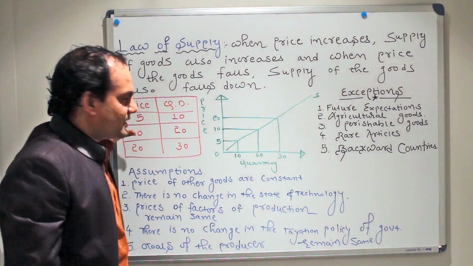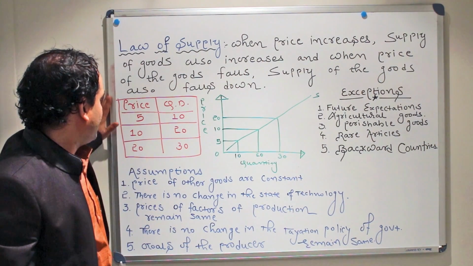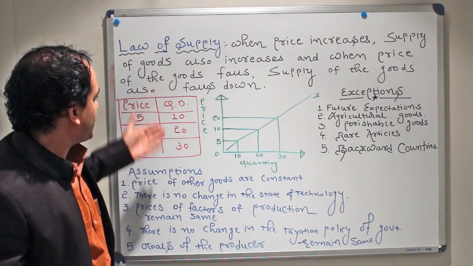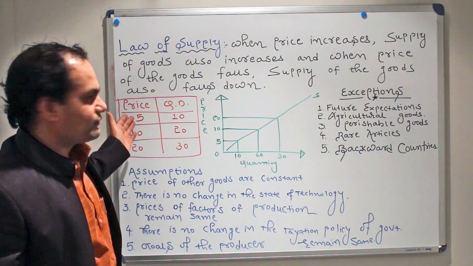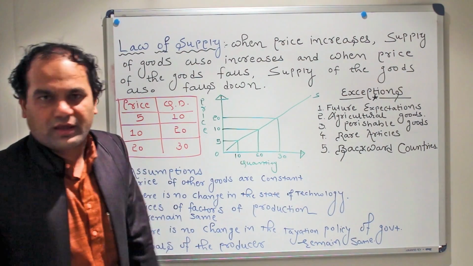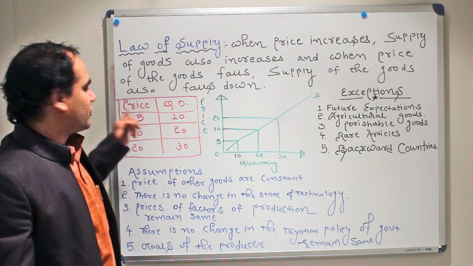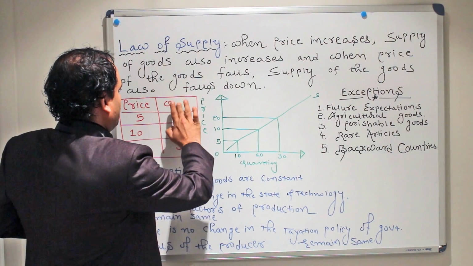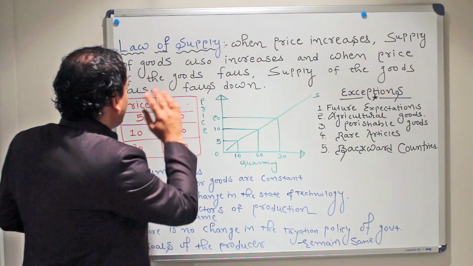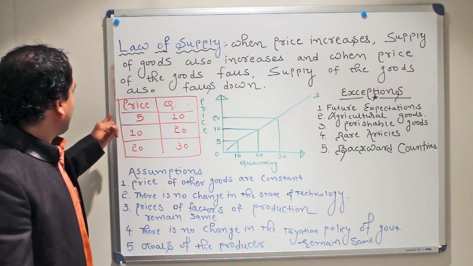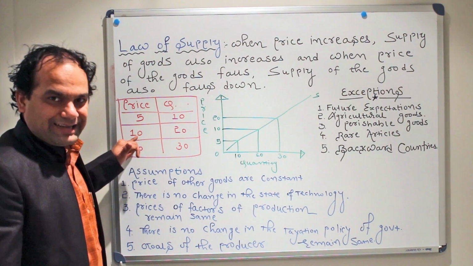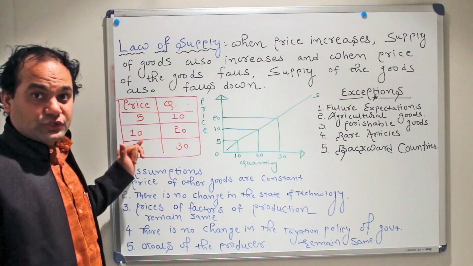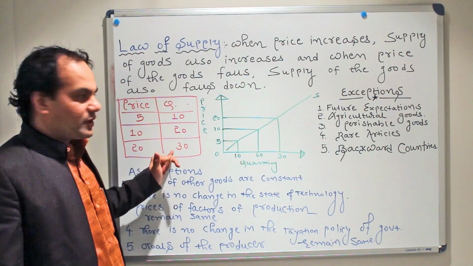Now let's try to understand this with a diagram and this chart. In the chart, on the left hand side it's price, and on the right hand side it is quantity supplied. When the price of the good was $5, or whatever currency you like, quantity supplied was 10 units. When the price increased to 10, the quantity supplied increased to 20, and when the price further increased to 20, quantity supplied also increased to 30.